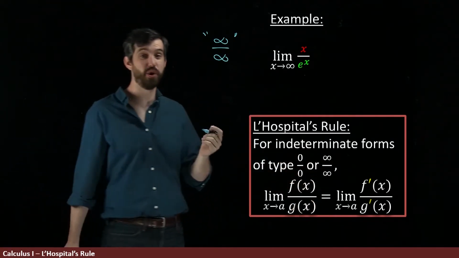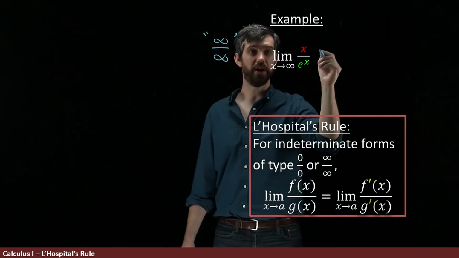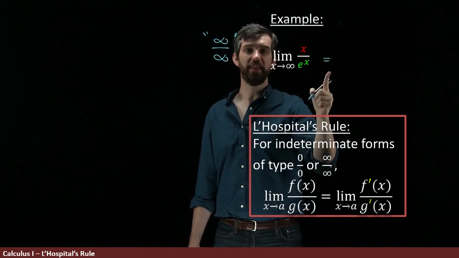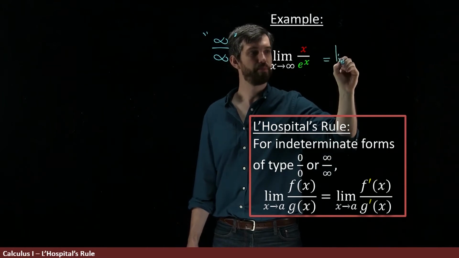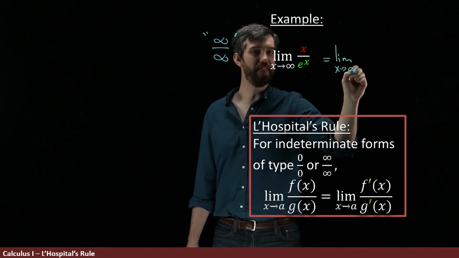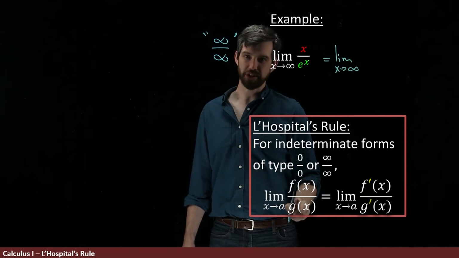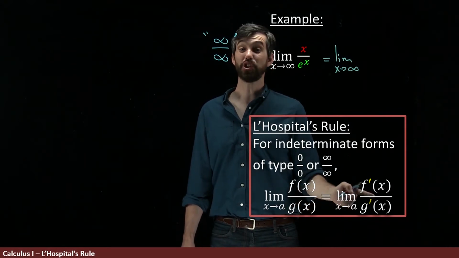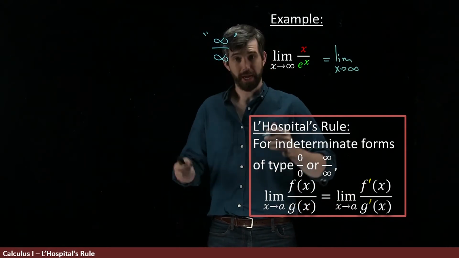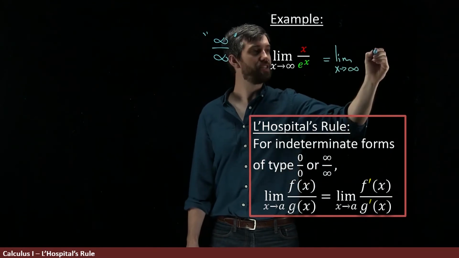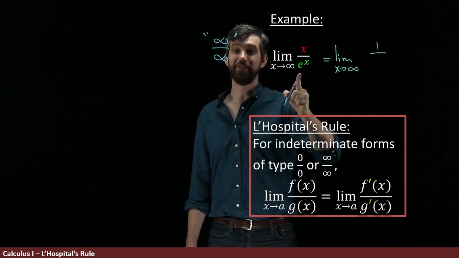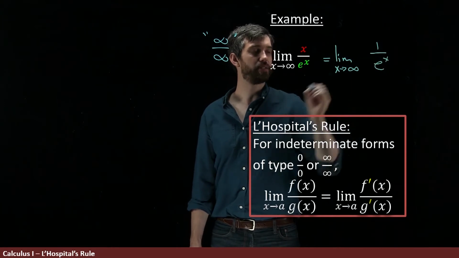Okay, so let's see how this is going to work. We have this specific example right here, and what we're going to say is that this is equal to the limit as x goes to infinity, that doesn't change, where I have my functions. I say it's the same thing where if I take the derivative of both of them. Okay, let's see how it goes. Derivative of x is just 1. Derivative of e to the x is e to the x.